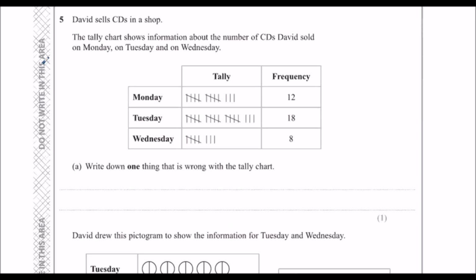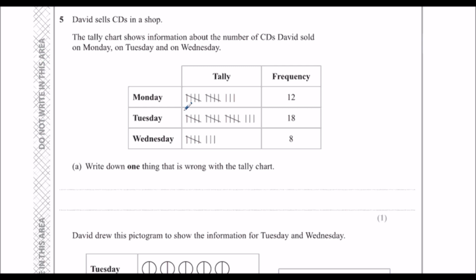Okay, question 5. David sells CDs in a shop. The tally chart shows information about the number of CDs David sold on Monday, on Tuesday, and on Wednesday. Write down one thing wrong with the tally chart. So we're going to be looking for a mistake here.